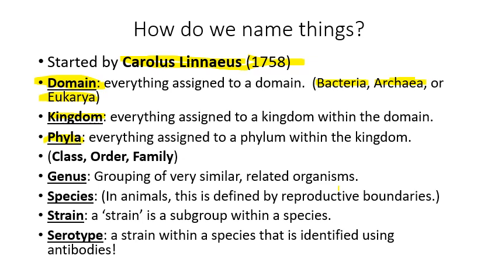Okay, so then you also assign everything to a certain phylum. Every living thing is assigned to a phylum, right? And then from the phyla, everything is assigned to a class or an order or a family, and then a genus, and then a species.